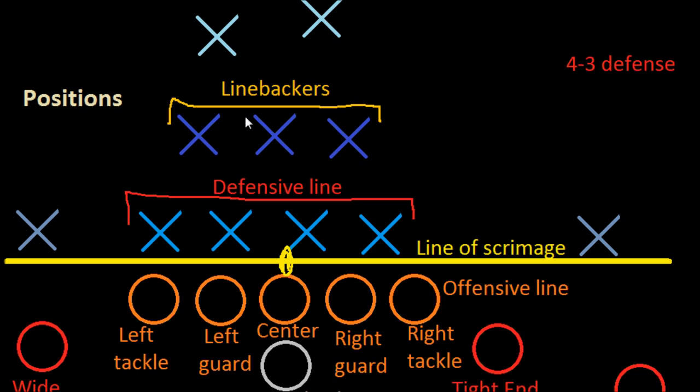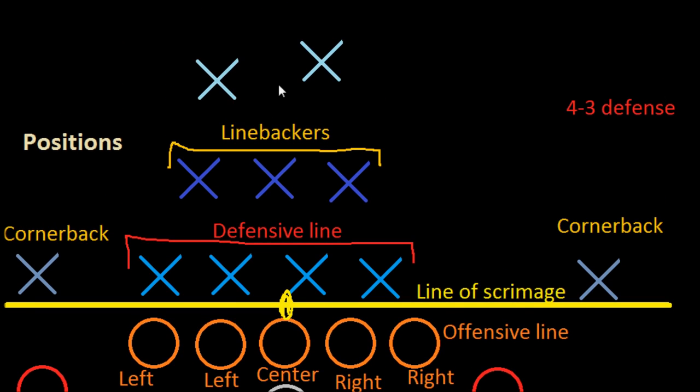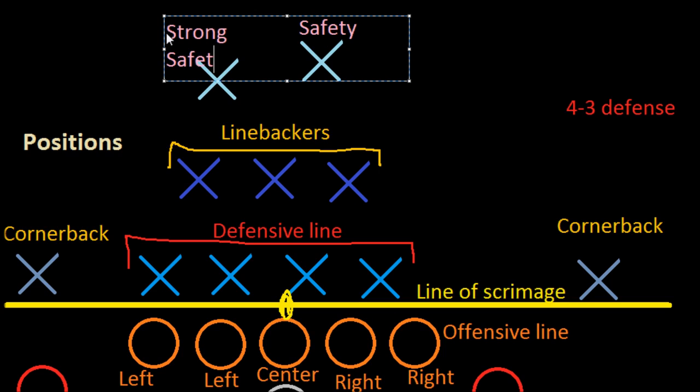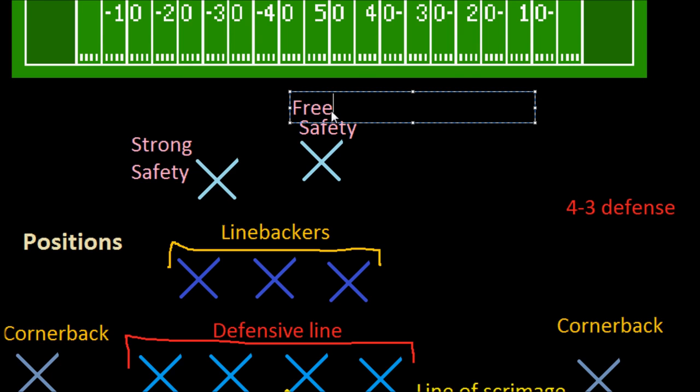So this is where you get the 4-3, and then on both sides, usually defending our wide receivers here, we have the cornerbacks. He's a cornerback, and this guy opposite him is also a cornerback, not to be confused with a quarterback. These are cornerbacks. And then these 2 guys back here, usually pretty fast guys, these are the safeties. Sometimes you'll have what is called a strong safety, and the other guy will be what is known as a free safety.